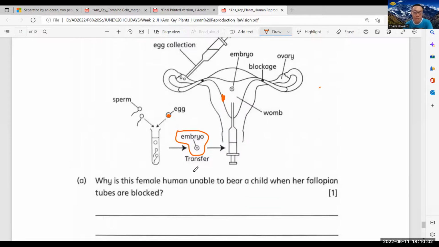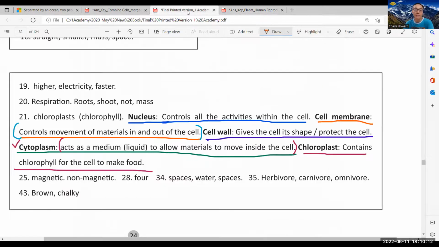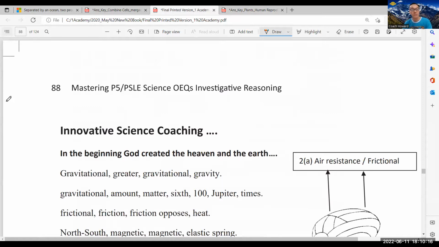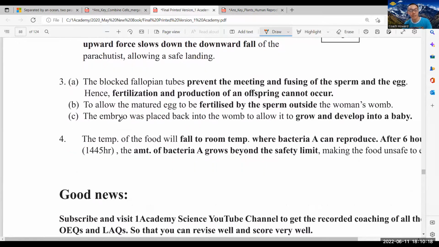Okay, so now they ask you, why is this female unable to bear a child when a fallopian tube was blocked? So that one you can refer to my book, right? The answer is on this page 88, which I'm going to show you. This part. So this is the answer. I will screen share with you, screenshot. So you can copy down this part.